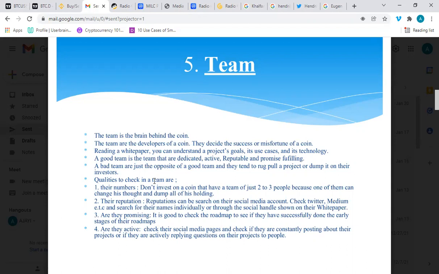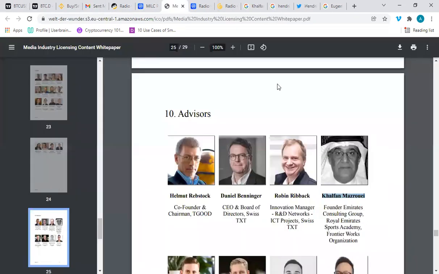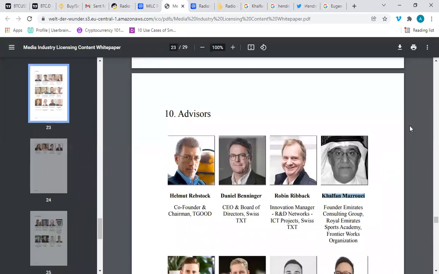The qualities of a good team: you check their numbers. I say don't invest in a coin that has a team of just 2 or 3 people. I'm not saying that these 2 people cannot be reputable. I'm just saying that they can get tired anytime, and one of them can change their stake. See this one now, you see the number of the team.